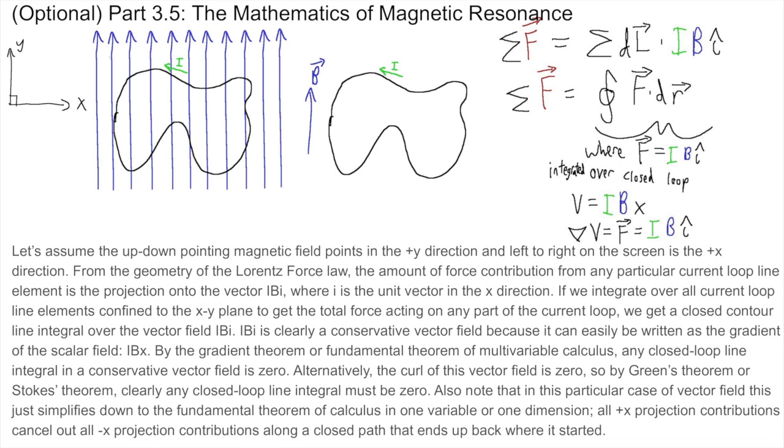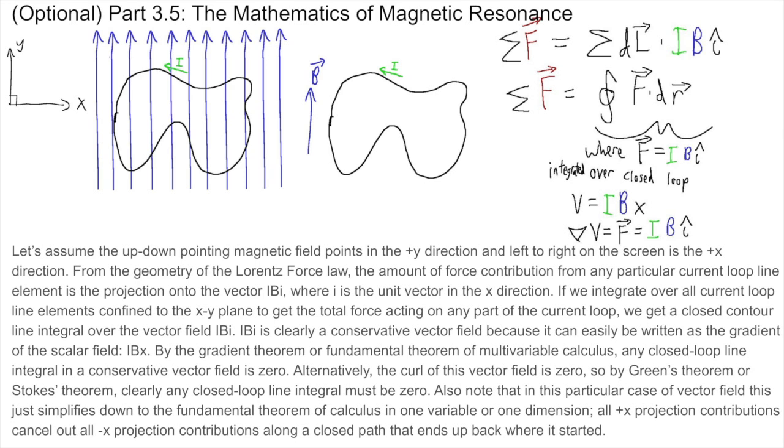Let's assume the up-down pointing magnetic field points in the plus y direction and left to right on the screen is the plus x direction. From the geometry of the Lorentz force law, the amount of force contribution from any particular current loop line element is the projection onto the vector i B, where i is the unit vector in the x direction. If we integrate over all current loop line elements confined to the xy plane to get the total force acting on any part of the current loop, we get a closed contour line integral over the vector field i B.